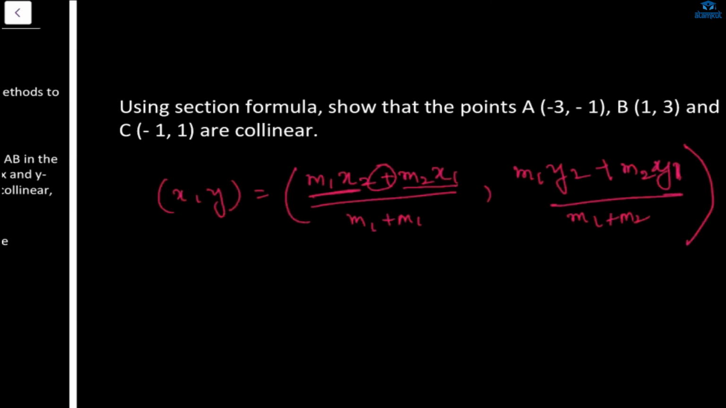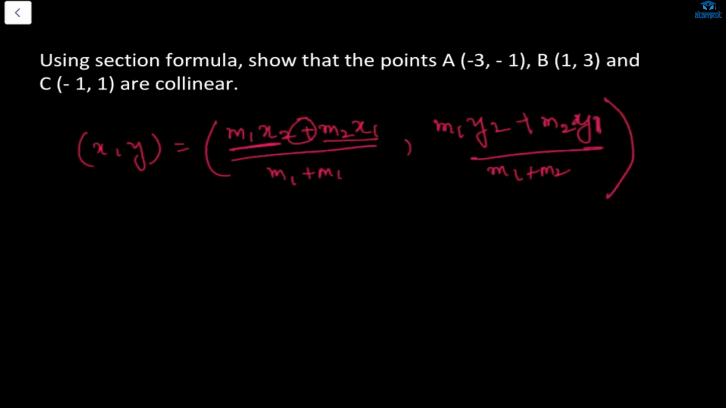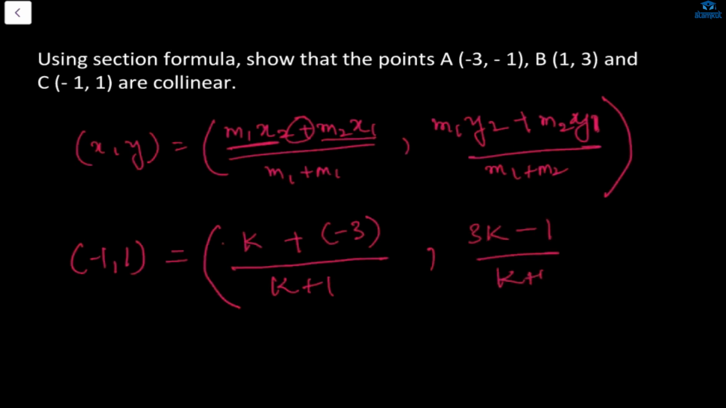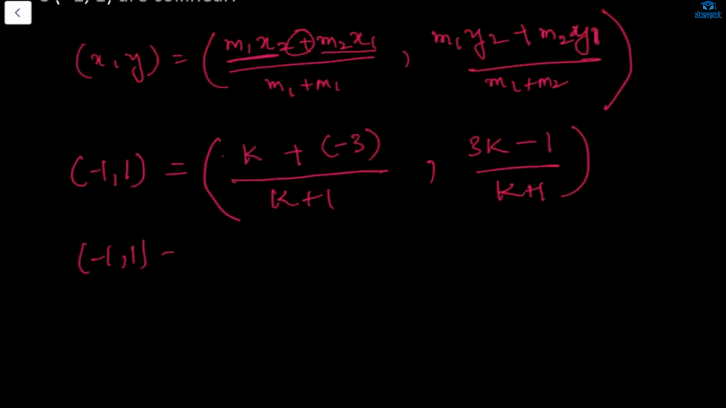So what is your point here? A, B, and C. This is -1 comma 1. So it will be equal to what? M1, I'm taking as K, and X2 is 1, so 1K will be K, plus M2 is 1 and X1 is -3, so it will be -3, upon K plus 1, comma, M1 is K and Y2 is 3, so it will be 3K. Yes, ma'am. -1 comma 1 is equal to (K minus 3) upon (K plus 1), comma (3K minus 1) upon (K plus 1).